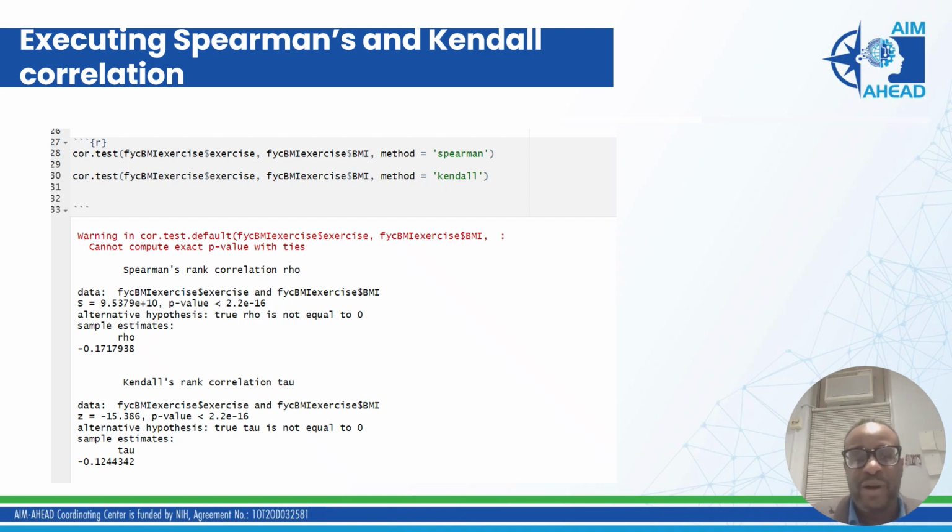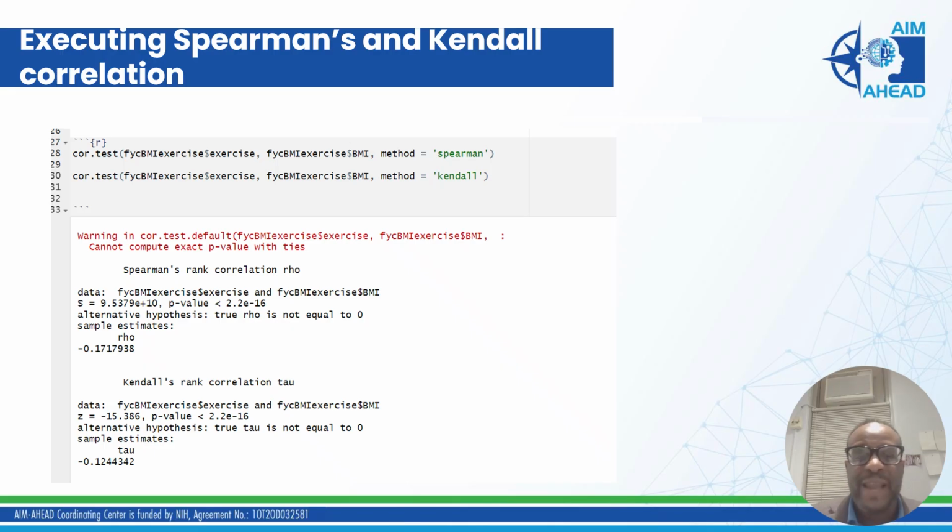We can see that the correlation coefficient is negative 0.170 for the Spearman's test and negative 0.122 for the Kendall's test. Both of them are significant with a p-value that is less than 0.001, which means that there is an inverse relationship between the days of exercise and BMI. So a higher frequency of days exercising is associated with a lower BMI.